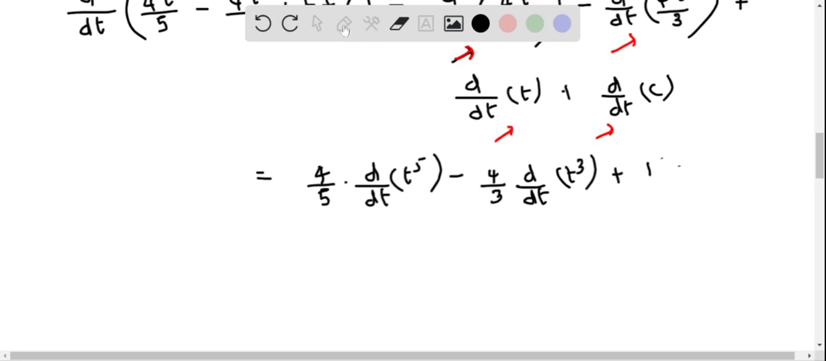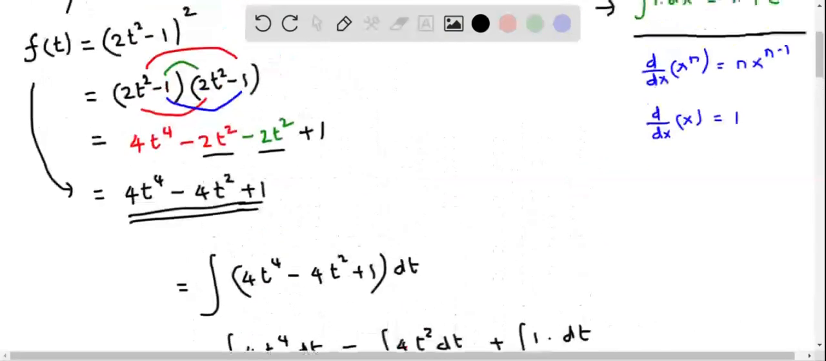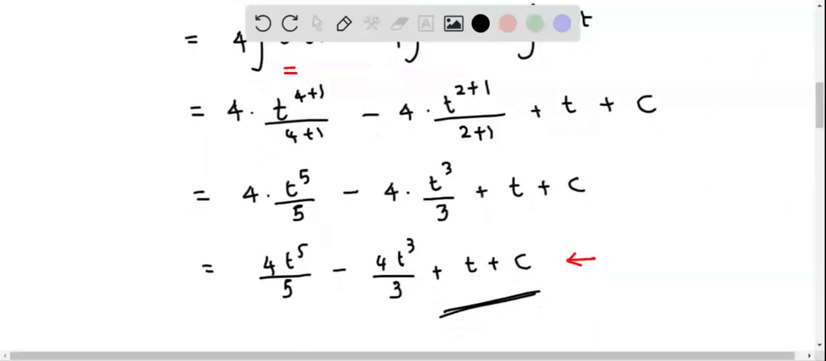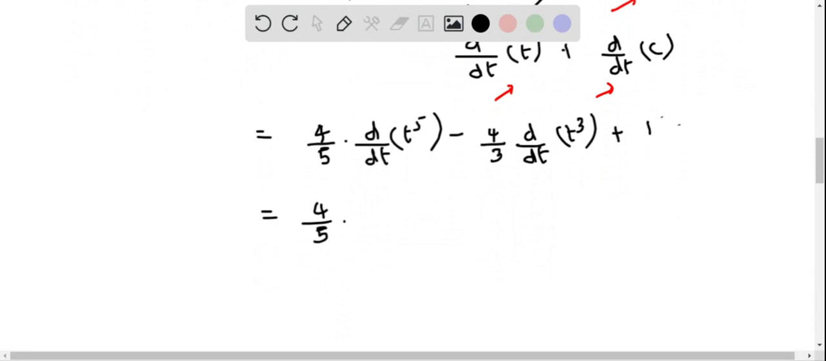So this is equivalent to 4 by 5 times differentiation of t power 5. We can apply the power rule of differentiation, that is, differentiation of x power n is n x power n minus 1, as well as differentiation of x is equivalent to 1. So when we apply the power rule to differentiate t power 5, we put the 5 in front and reduce the power by 1, that is t raised to the power of 5 minus 1, minus 4 by 3. I put the 3 in front, t raised to the power of 3 minus 1. We then have plus 1.